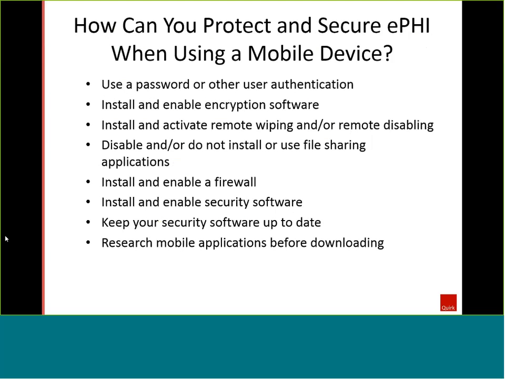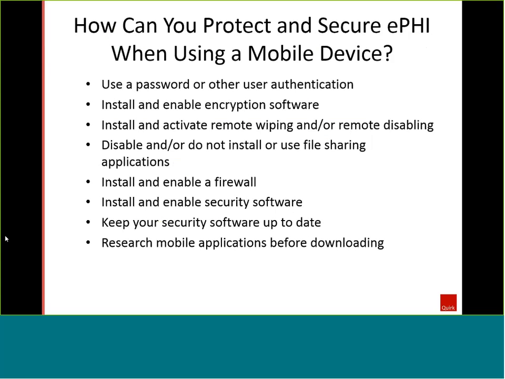One more, okay. How can you protect and secure your ePHI when using a mobile device? So we can use a password or other authentication. In our company, if we have any information on our cell phone, we immediately have to have a password to secure our cell phone. You can install and enable encryption software. You can install and activate remote wiping and/or the remote disabling that we spoke of before.